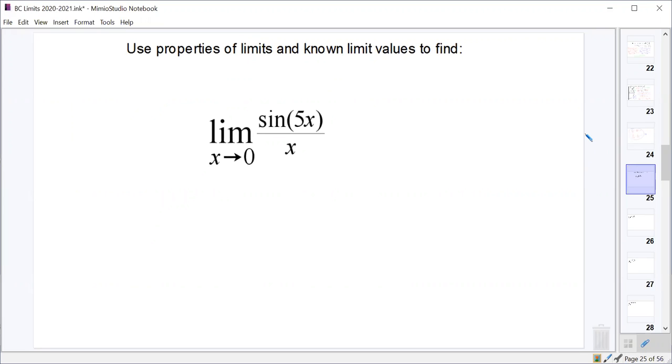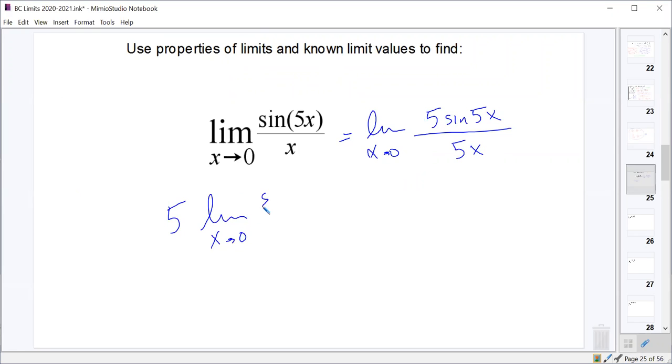What do we need to do here? Multiply by 5 over 5. And multiply by 5 over 5. And then we can take the constant, that 5, out. And we should know that the limit as x approaches 0 of sine 5x over 5x is also equal to 1. But if we wanted to real quickly, we could prove that by just letting u equal 5x, because as x approaches 0, u would also approach 0.